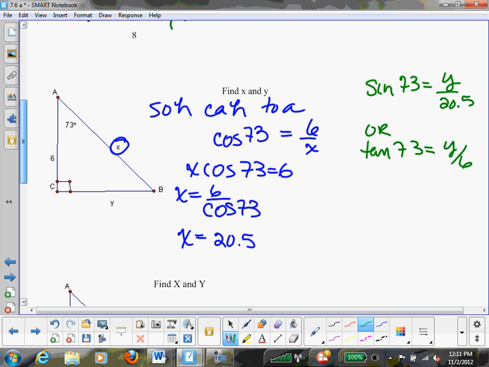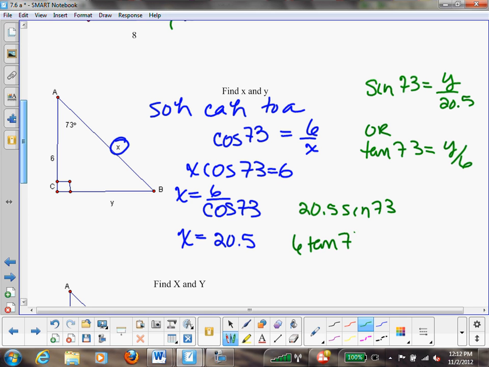Probably not. I'll probably say solve. They should not be. If you plug in 20.5 sine of 73, that should be the same thing as 6 tangent of 73. Oh, because we rounded x. There you go. Exactly. So approximately, what are you going to get?